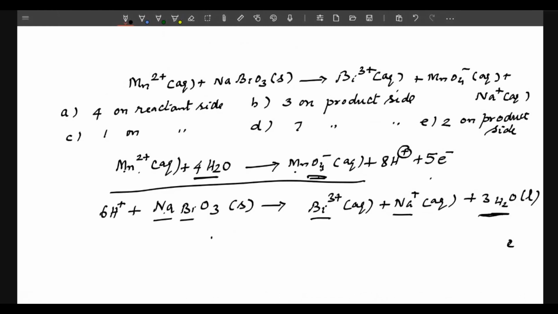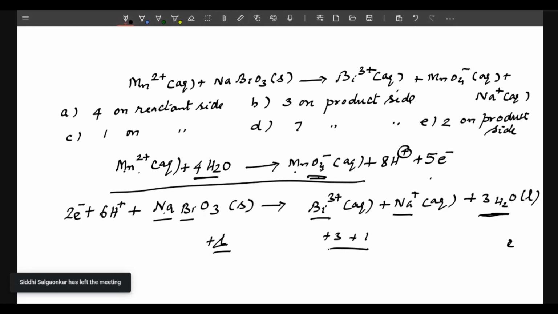The last step is to balance the charge. Here it is plus 6, and here plus 3 plus 1 is there. Therefore, here plus 6 is there and plus 4 is there. You have to decrease the higher positive charge to the lower positive charge by adding electrons to the appropriate side. How many electrons should be added? 2 electrons should be added on the reactant side. Now we have balanced it.